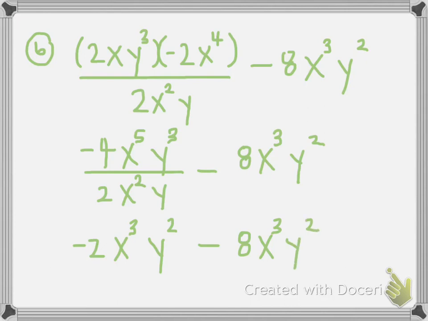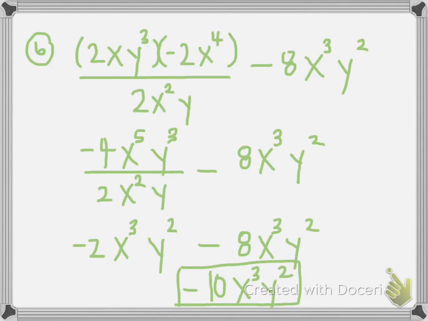Okay, so now those are actually like terms, so we will simplify. So negative 2 minus an 8 would be a negative 10, and don't touch the exponents when you add because they are like terms. So since they're like terms, we can add them together. Okay, we can, but we don't touch the exponents.